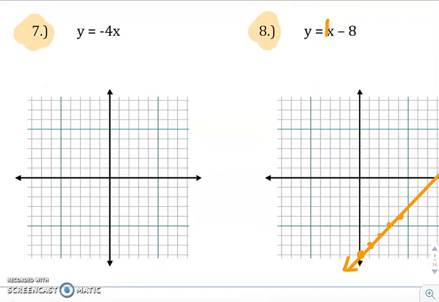Number 7, y equals negative 4x. So remember, if you don't see a number at the end, there still is a y-intercept. It's just 0. We don't ever usually write plus or minus 0. So that's where you're starting. You're starting at the center of that graph. And from there, your slope is going to be down 4 over 1.